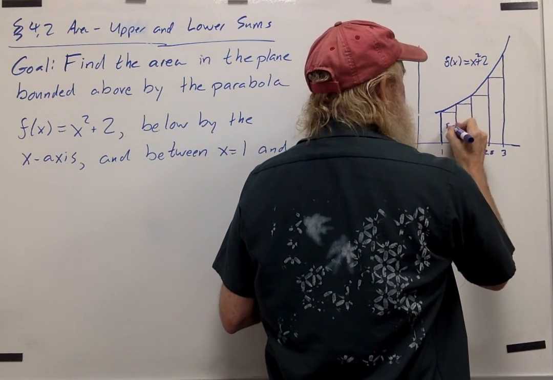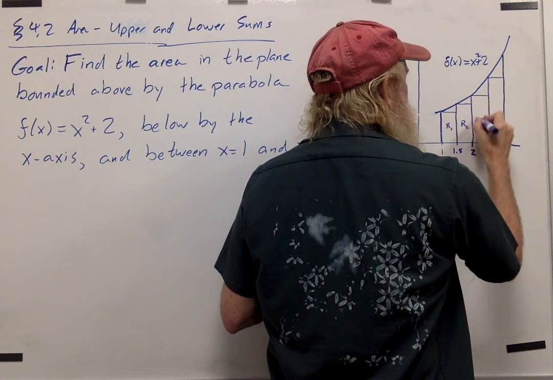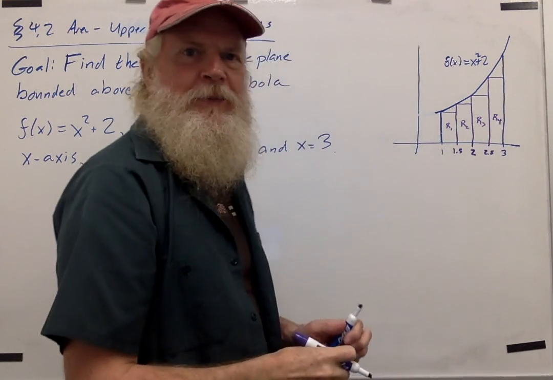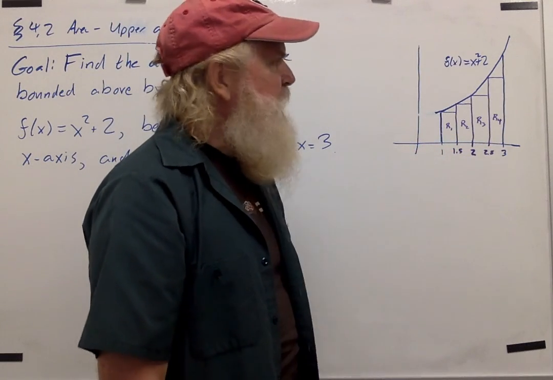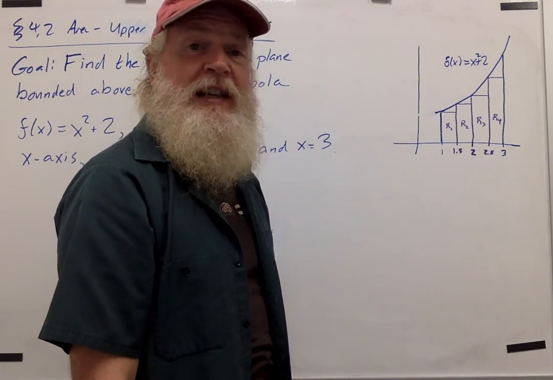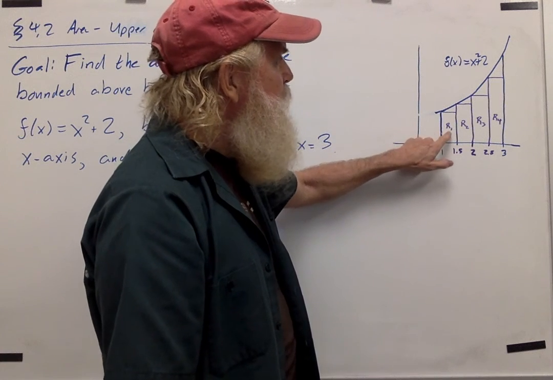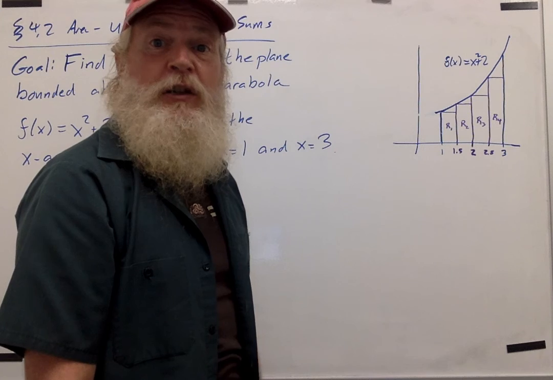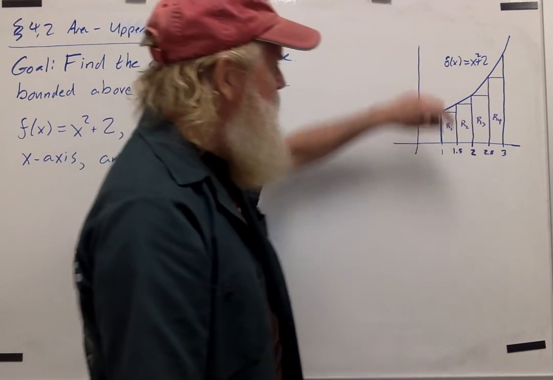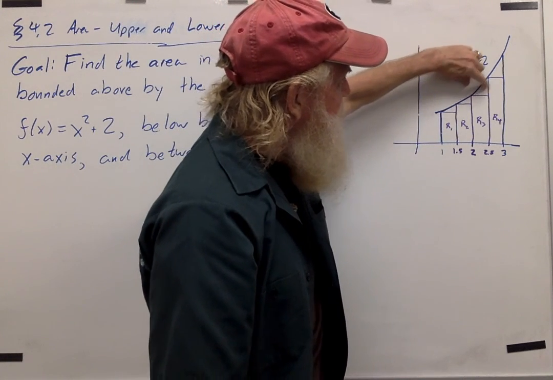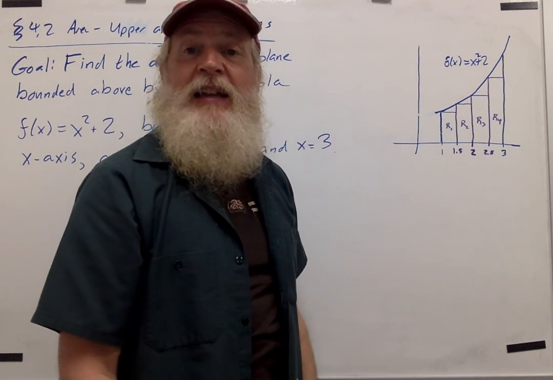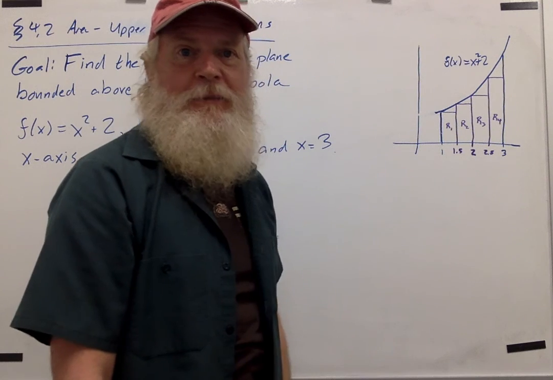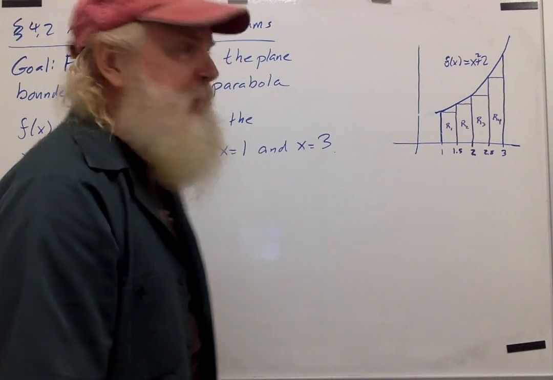So let's think of these rectangles as R1, R2, R3, and R4. If I calculate the area of each of these rectangles and I add the results together, then I'll get an approximation to what the area under the curve is, but the approximation is actually going to be a little bit low. It's going to be less than the actual area because of these gaps right here. So for that reason, the approximation is going to be called a lower sum because it's lower than the actual area.